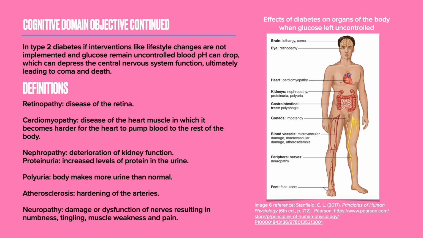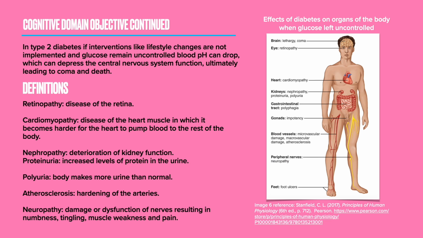In type 2 diabetes, if interventions like lifestyle changes that we talked about are not implemented and glucose remains uncontrolled, blood pH can drop, which can depress the central nervous system function, ultimately leading to coma and death, which you see over here. Now, that's the absolute worst case scenario, but that can happen. So the other effects that can happen, I've included definitions here, but I'll go through what other body organs can be affected.